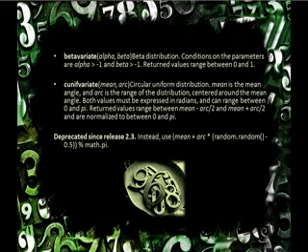betavariate(alpha, beta): Beta distribution. Conditions on the parameters are alpha greater than -1 and beta greater than -1. Returned values range between 0 and 1.